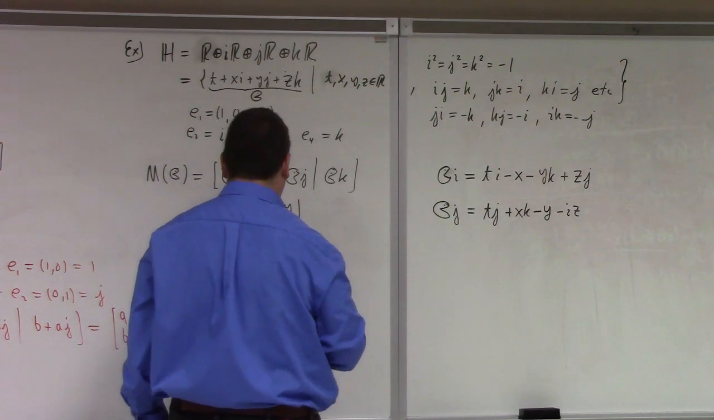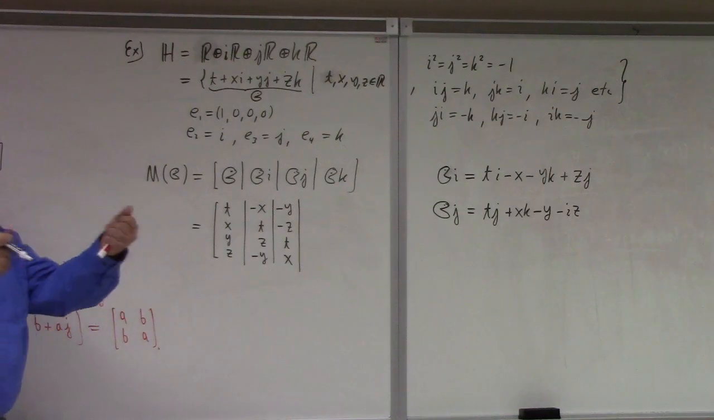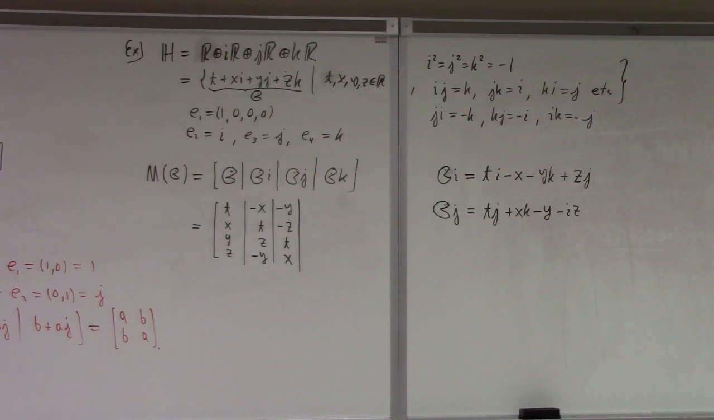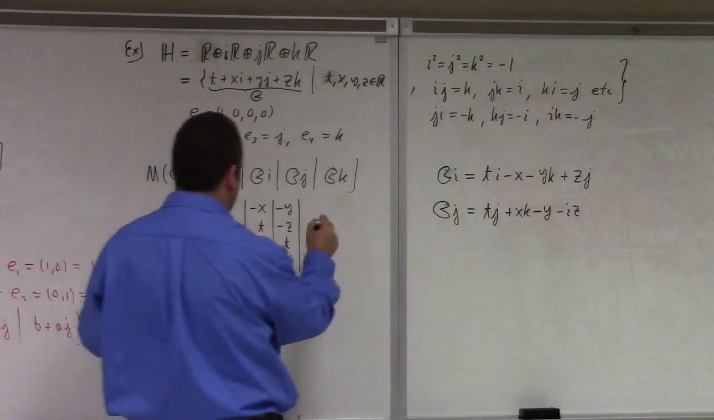So if I understand the pattern here, we should find two minuses in the next column, right? Do you care to tell me what the 4, 4 component is going to be without even doing any calculation? Can you see the pattern here?